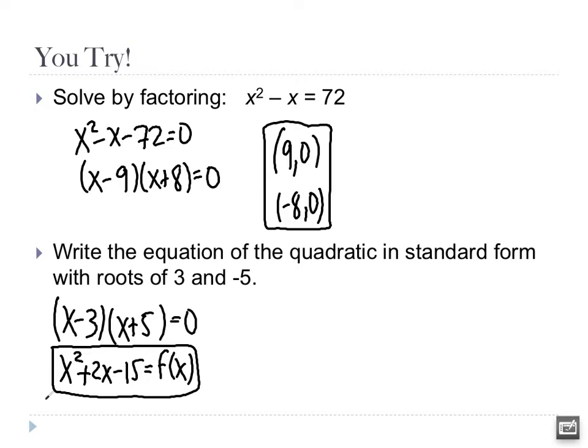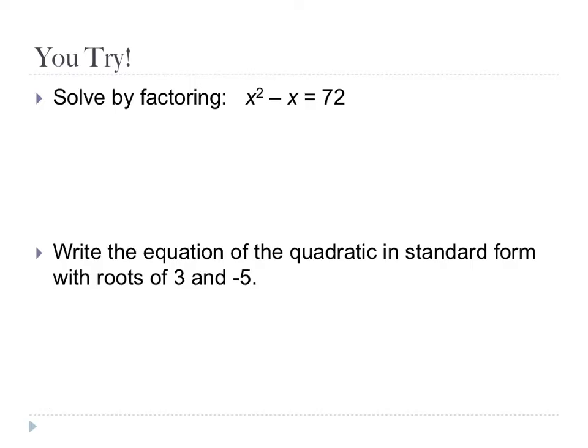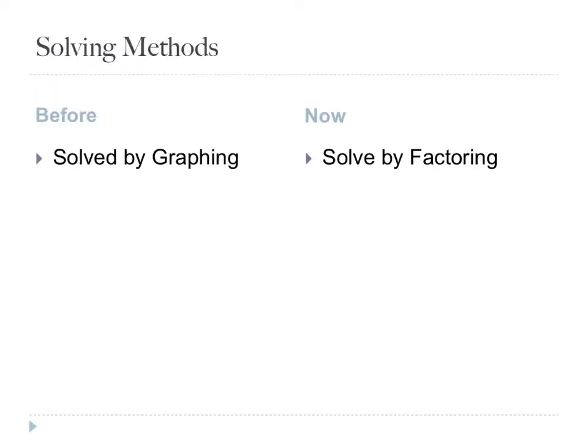So I hope those went well for you. Just to look back at what you just did, you now have two methods to solve. You can graph in order to find the points where y is equal to 0, or you can factor to find the points where y is equal to 0. Just make sure that your equation is always set equal to 0 before you factor.